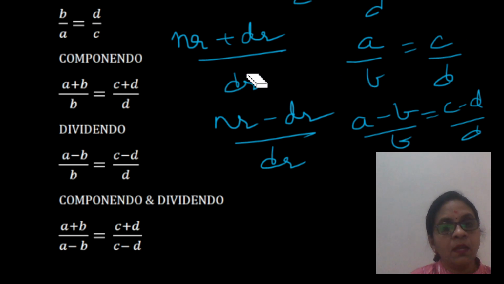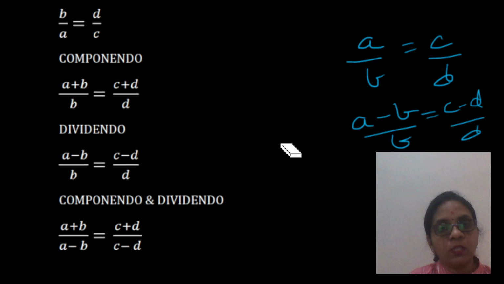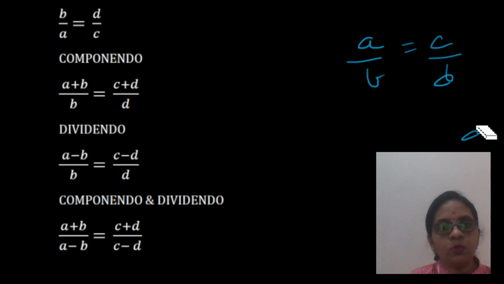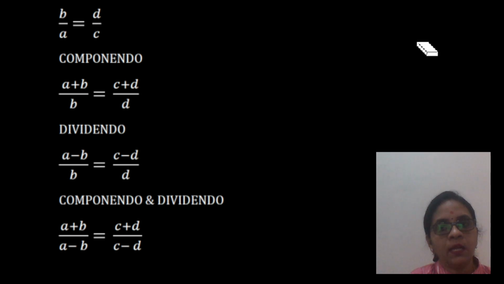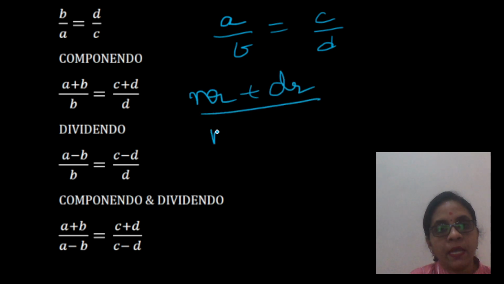You will be applying this very, very often in the sums if it is given as solve using properties of proportion. The most commonly used property is componendo and dividendo. Nothing, children, it is a combination of componendo and dividendo. So if you have a proportion as A by B is equal to C by D, by componendo and dividendo, children, it is numerator plus denominator by numerator minus denominator.